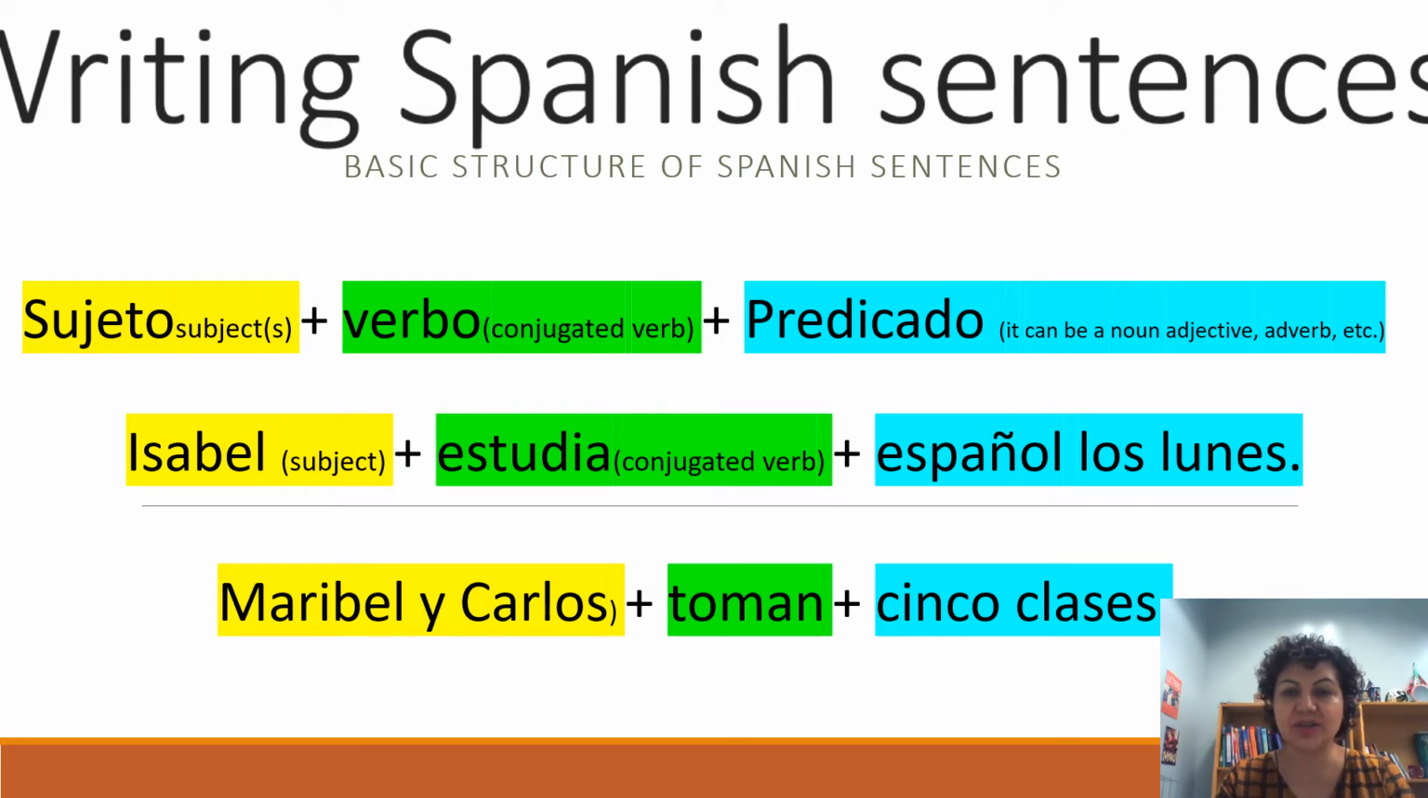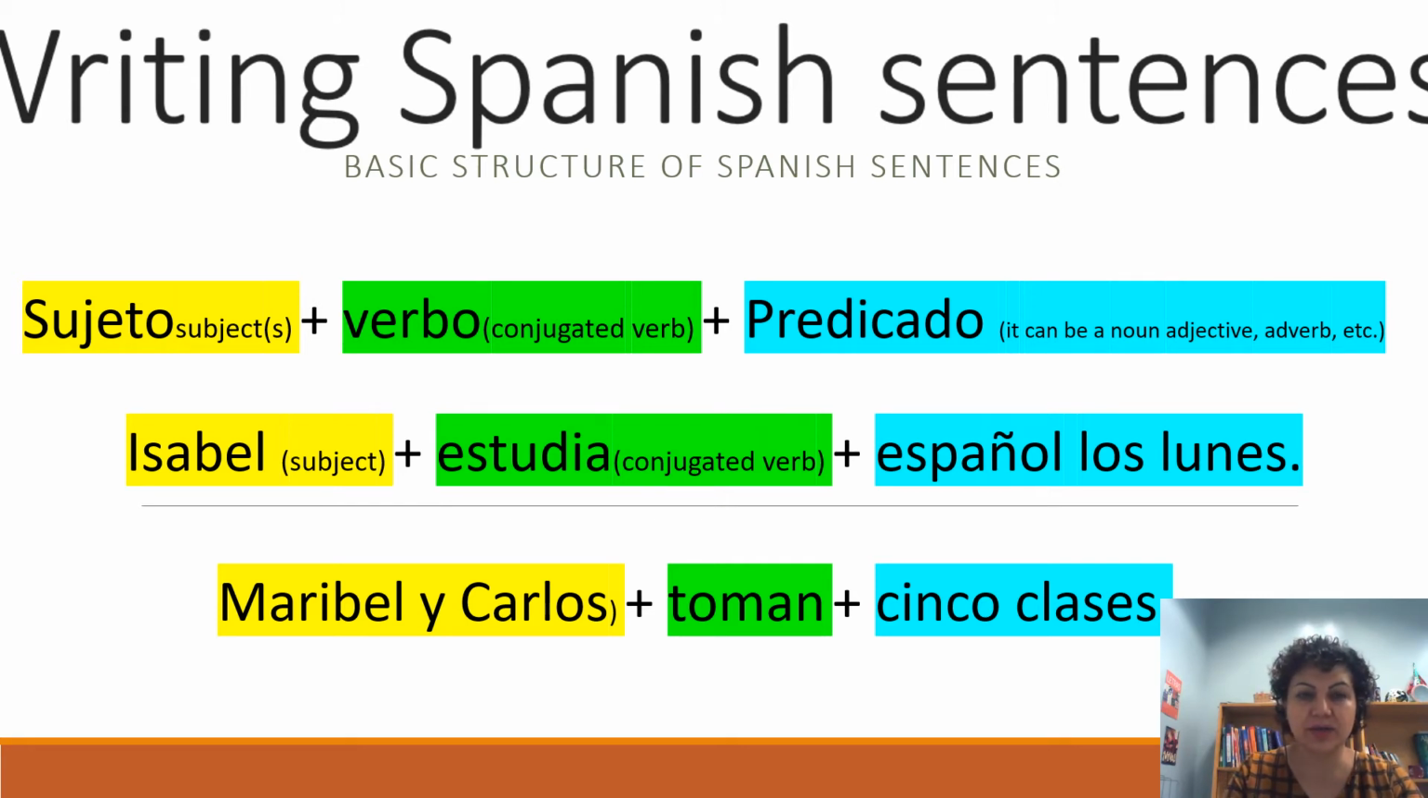And I can change the last part, the rest of the sentence, for anything that makes sense, of course, using the vocabulary that we are learning in our class. In this case, I can say toman 5 clases. Remember, since tomar means to drink or to take, I can also say Maribel y Carlos toman Coca-Cola. See, because that verb has 2 meanings.